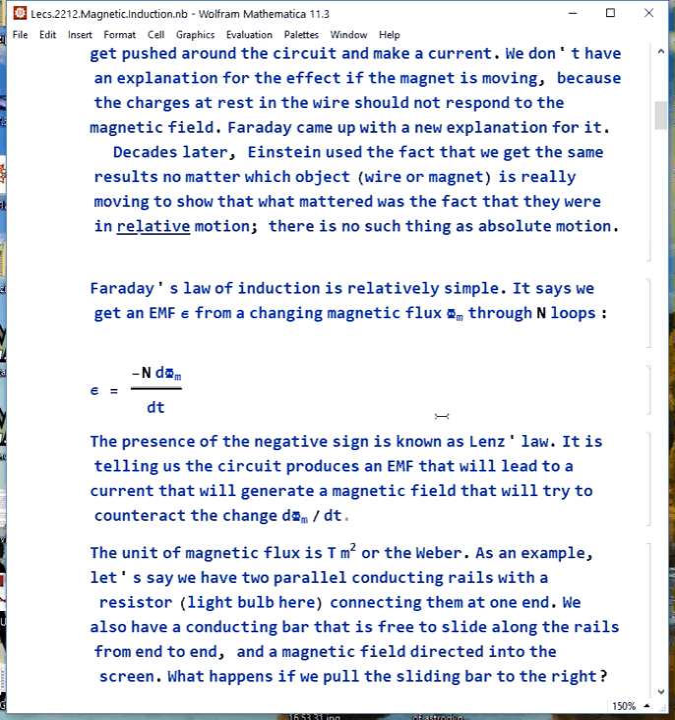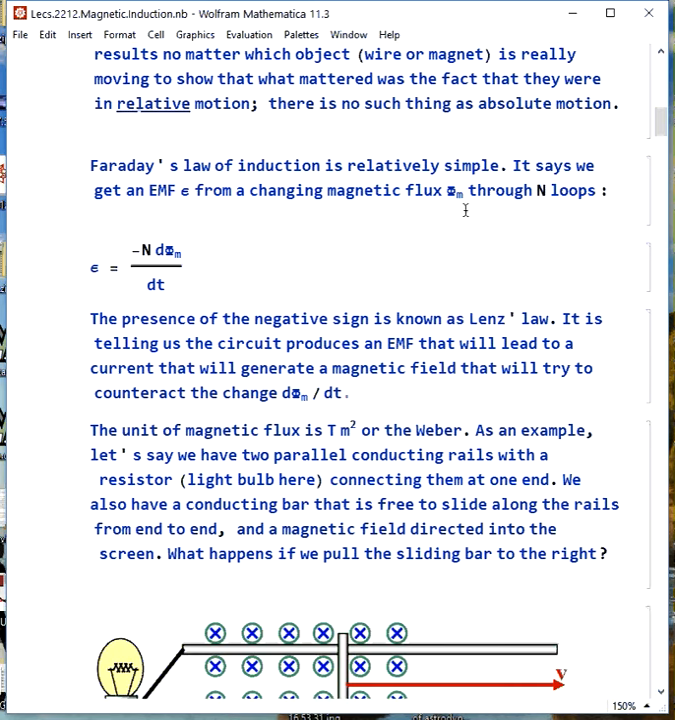Now, Faraday's law, which is Faraday's law of induction, is reasonably simple to write down. It says we get an EMF epsilon from a changing magnetic flux phi m through N loops from this simple formula. It's negative N times d phi dt. The fact that there's a negative there is known as Lenz's law, so this is one way to get your name in the physics books, just with this minus sign.